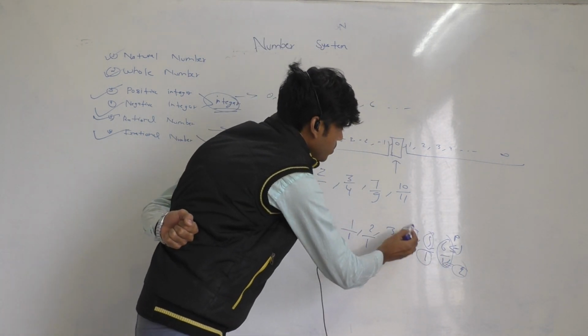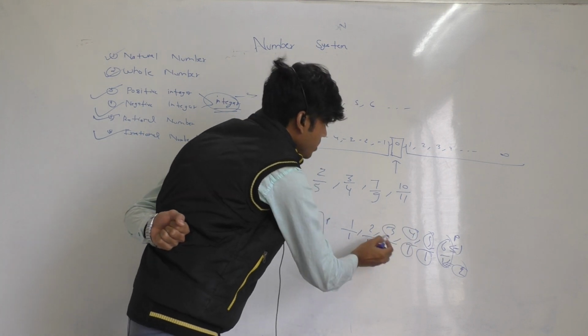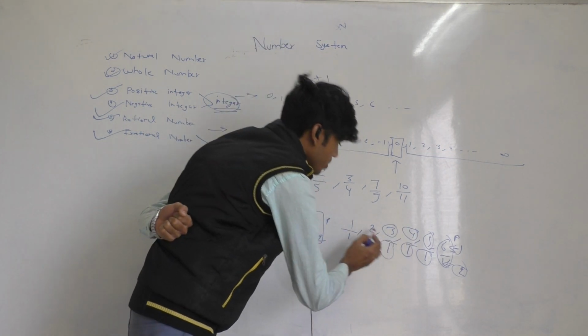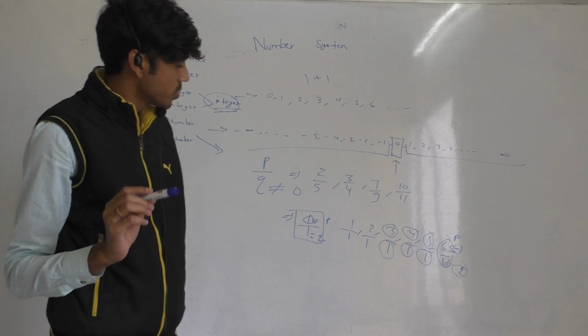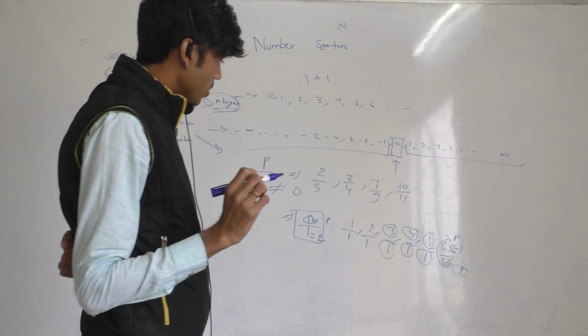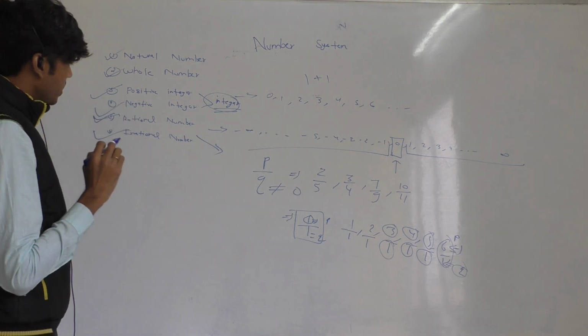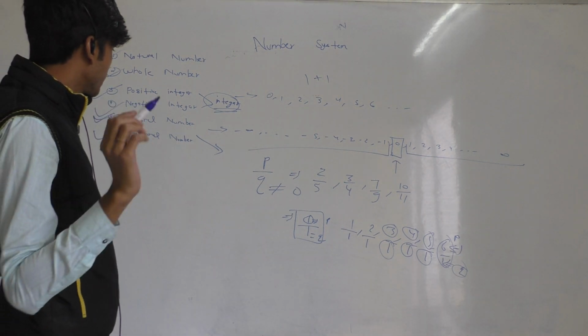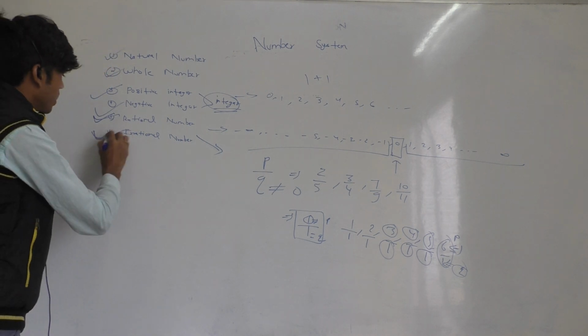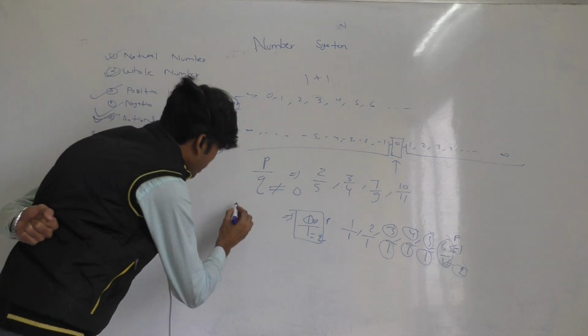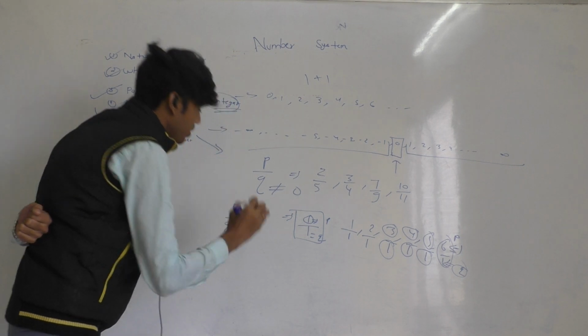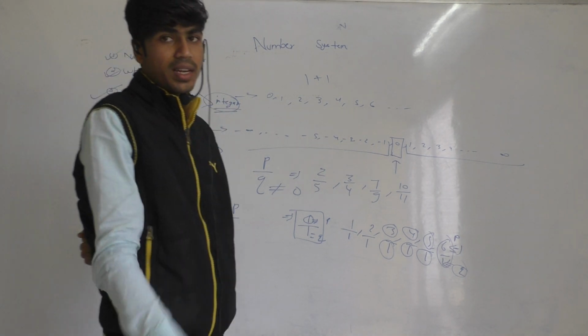In this number p equals 4, q equals 1. In this number p equals 3, q equals 1. So is it clear? Okay. So any number that can be written in the form of p upon q is a rational number. Now we come to the irrational number. Any number which cannot be written in the form of p upon q is known as an irrational number.